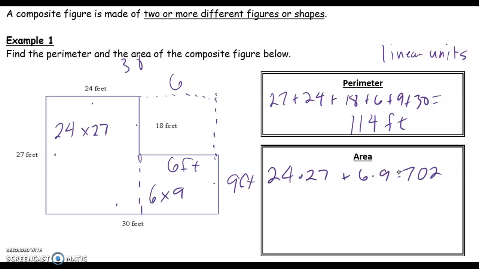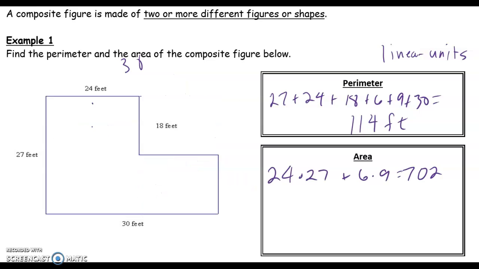Okay? Now that's not the only way that I can do this. I'm going to clear the page and then we'll look at it a little bit more. Now remember that the big rectangle is 27 by 30. Okay? And this small rectangle here is 18 by 6. Okay? So what I can do is I can also, if I wanted to, subtract this area. I'm taking away something, so I'd want to subtract it instead.